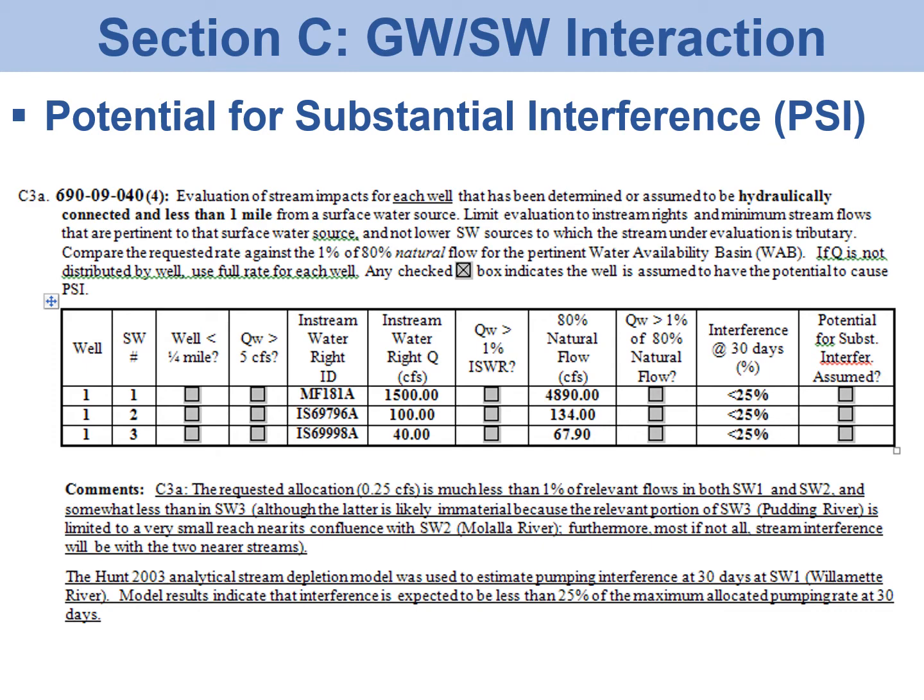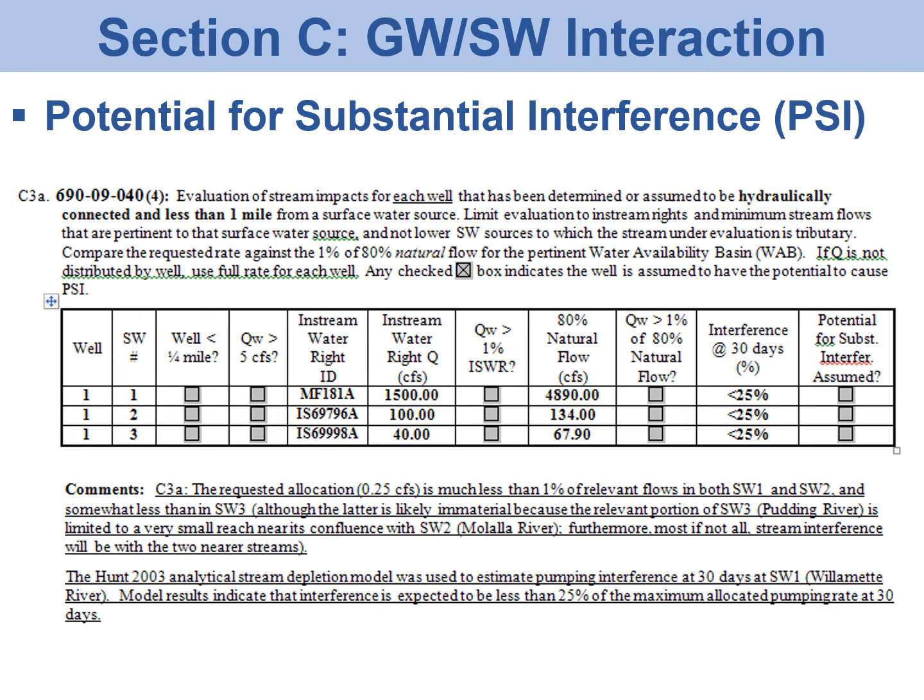Okay, stepping down to C3A, we continue looking at the various Division 9 tests for potential for substantial interference. So we've identified here our wells. We've taken a look at a number of surface water rights, and this is a different application than we've been looking at. One POA, three potential surface water rights within a mile. And we start stepping down all the rule-based determinations for PSI.